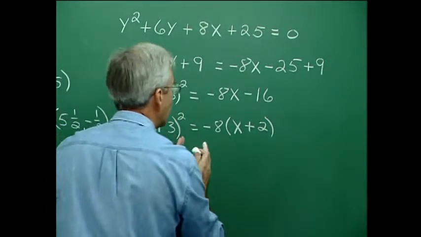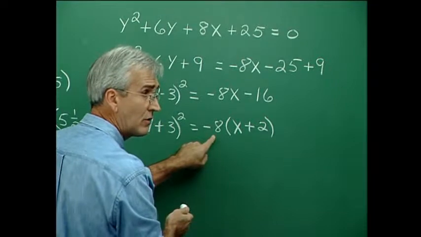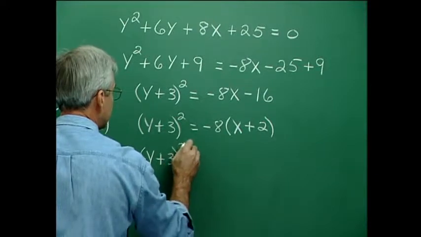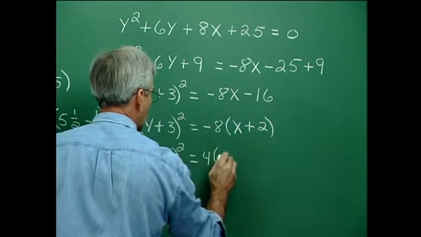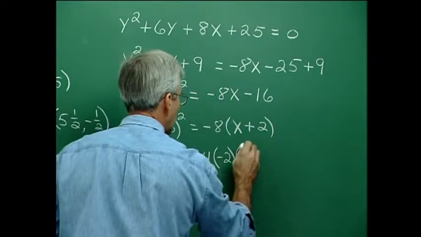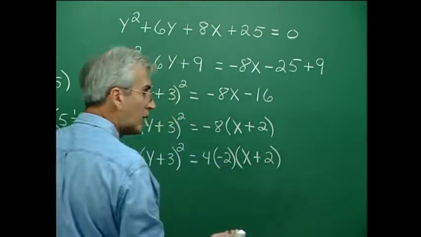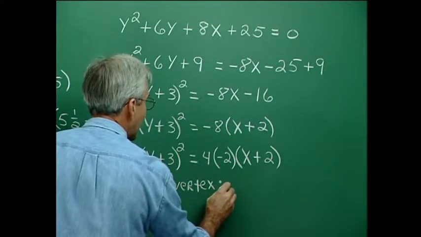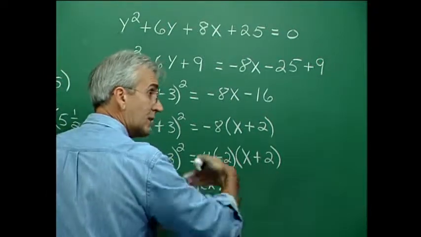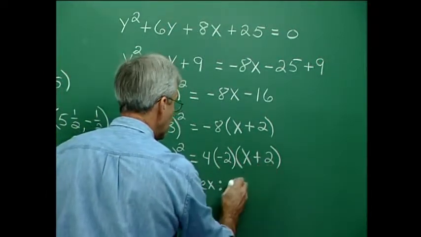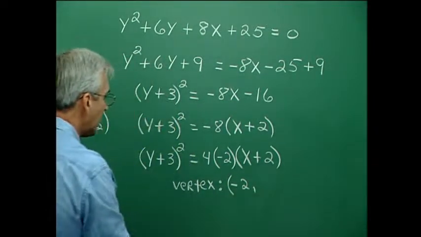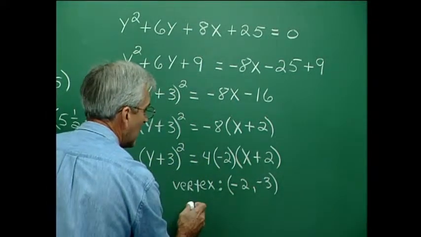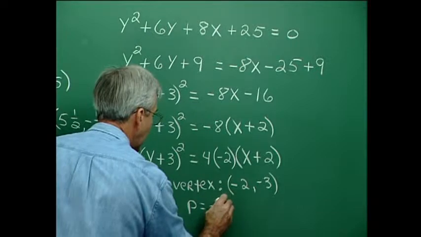Now we go about identifying the p-value by forcing the factorization of 4 out of the negative 8. So 4 times negative 2 times x plus 2. Now we have all of the ingredients that we need. We know that we have a vertex at h, k. Now h follows a minus sign and it's associated with x. So this is x minus negative 2. So negative 2 for the h value, and the k is here, minus negative 3, so negative 3 for the k value. And we have a p value of negative 2.